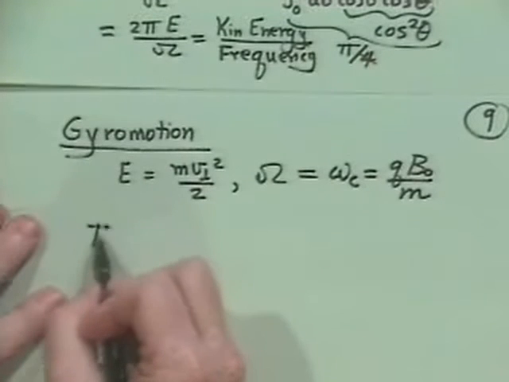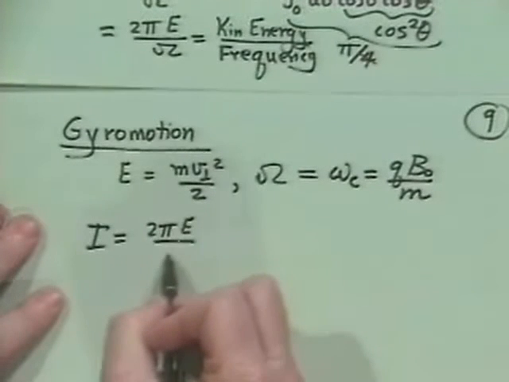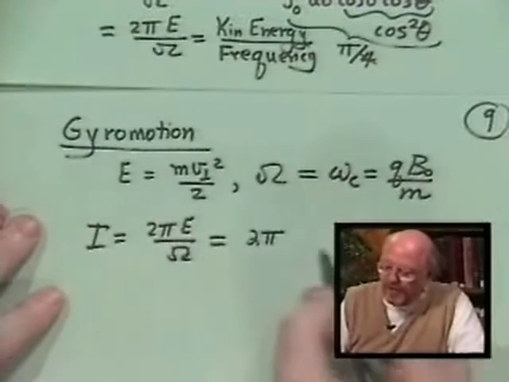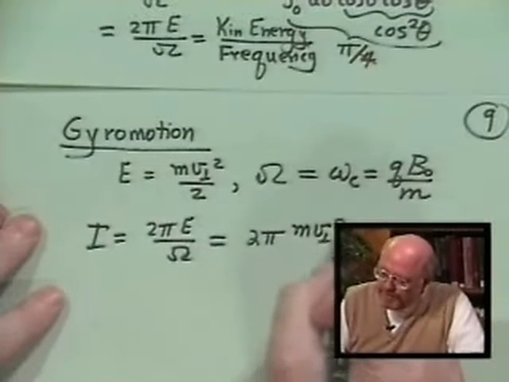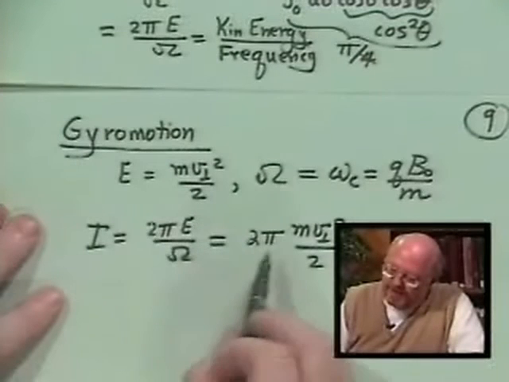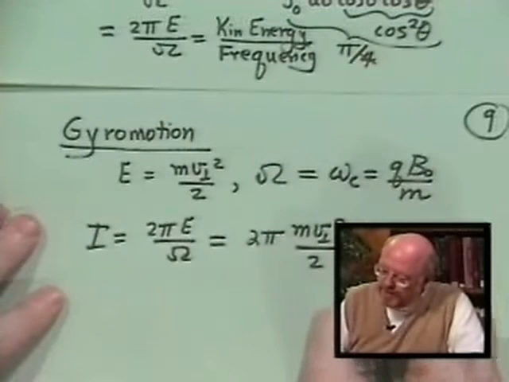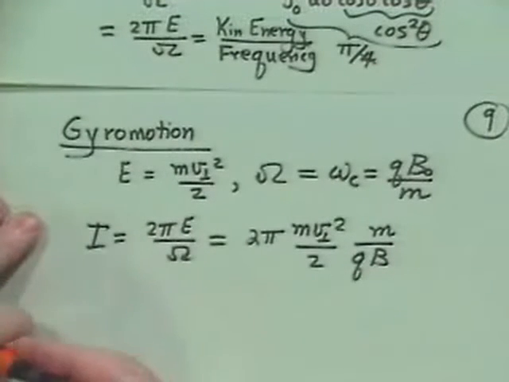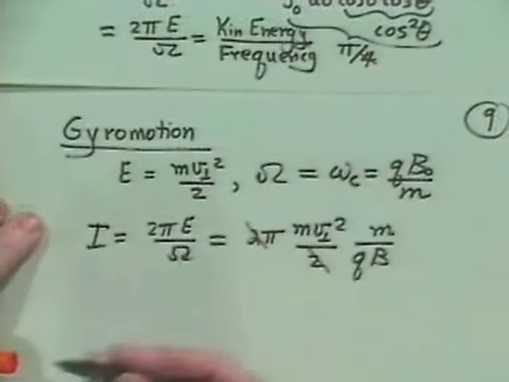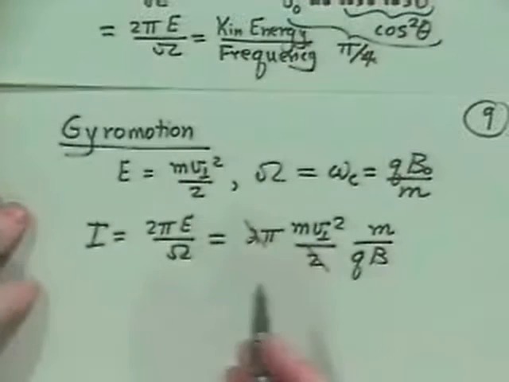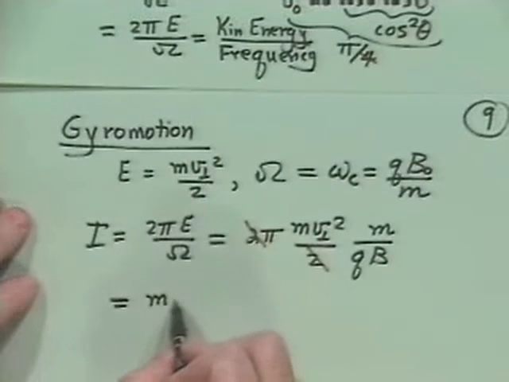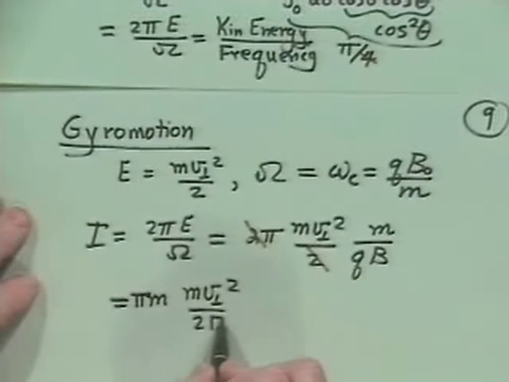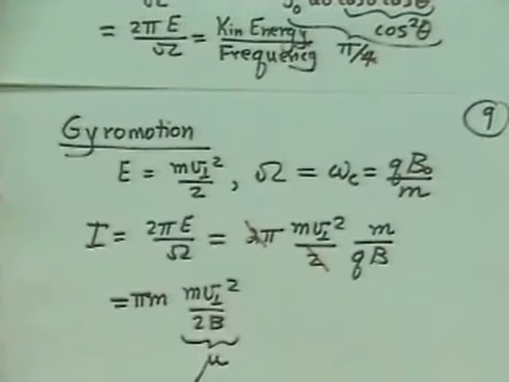So therefore, my action, which is 2 pi E over omega, just becomes 2 pi, and the energy I can write as m v_perp squared over 2, and then my frequency becomes qB over m. And so we can cancel out a few things here, like the 2. The mass goes together, and so we get a mass times pi, and then m v_perp squared over 2B. And that's what we called our magnetic moment.